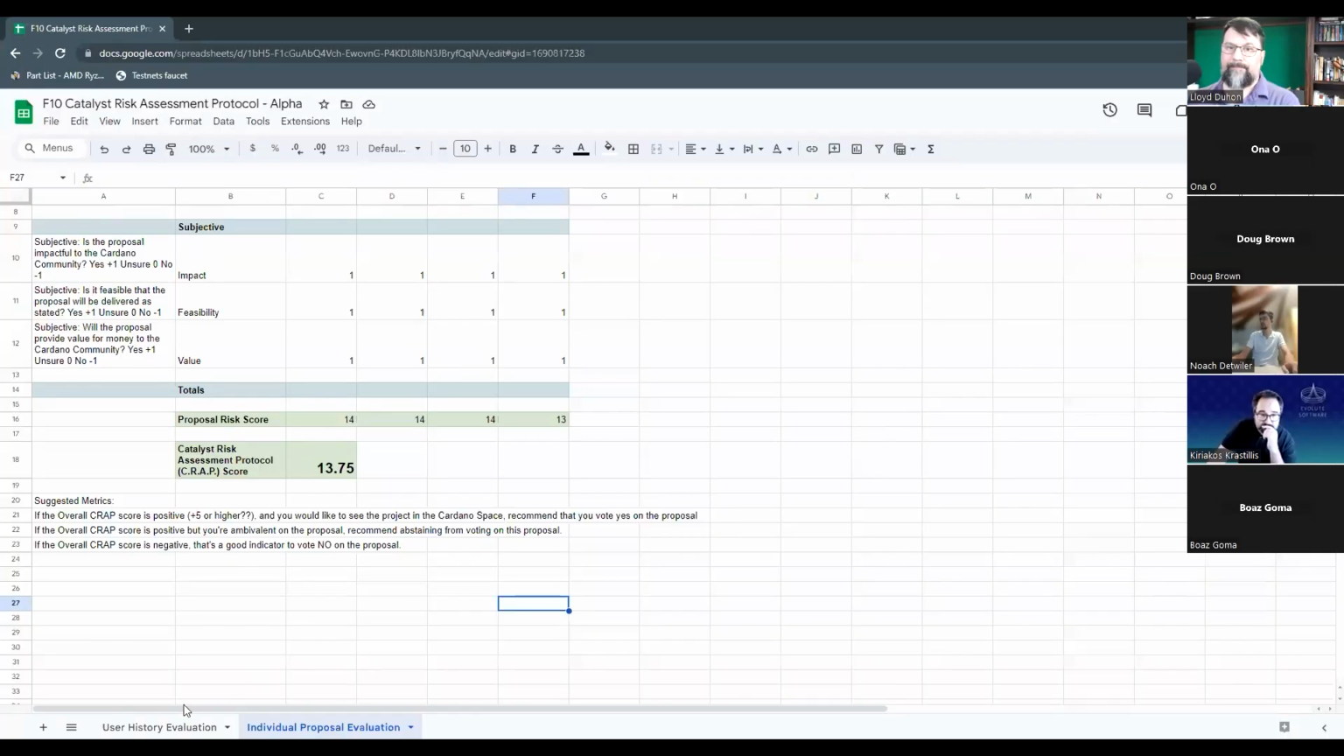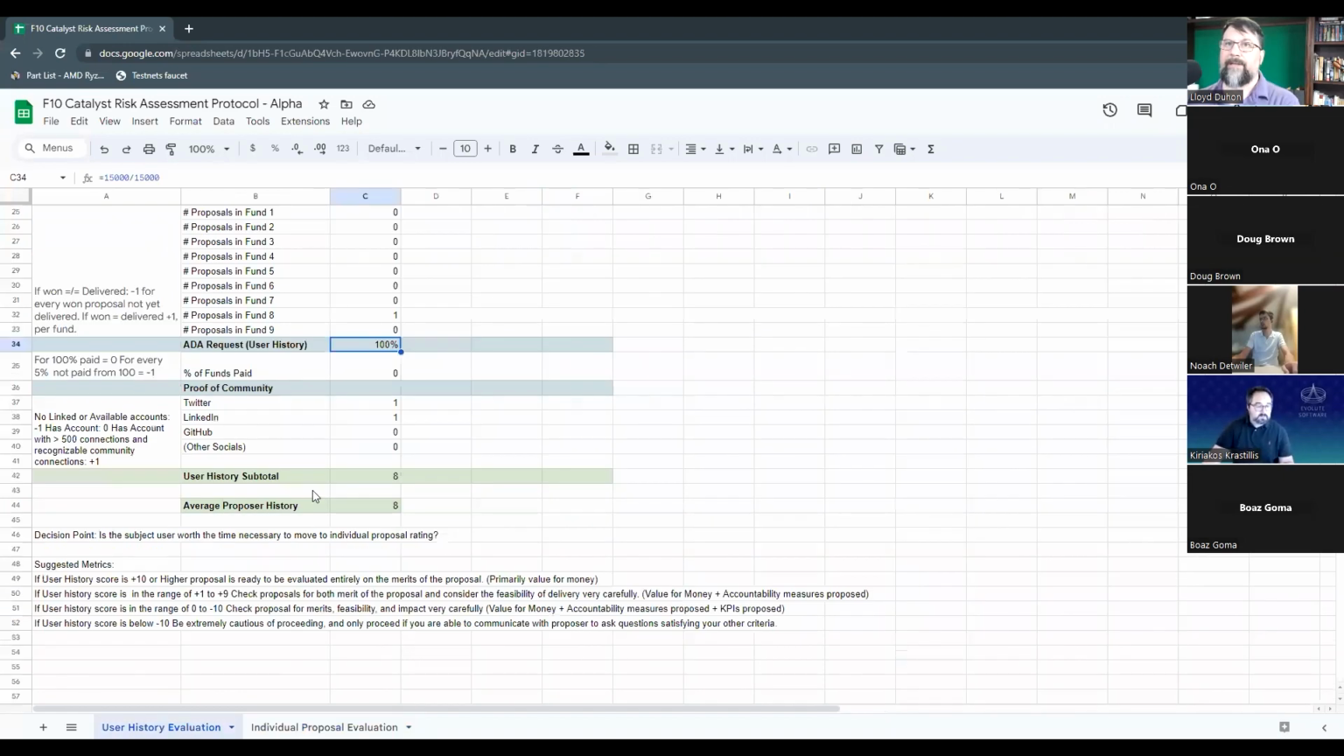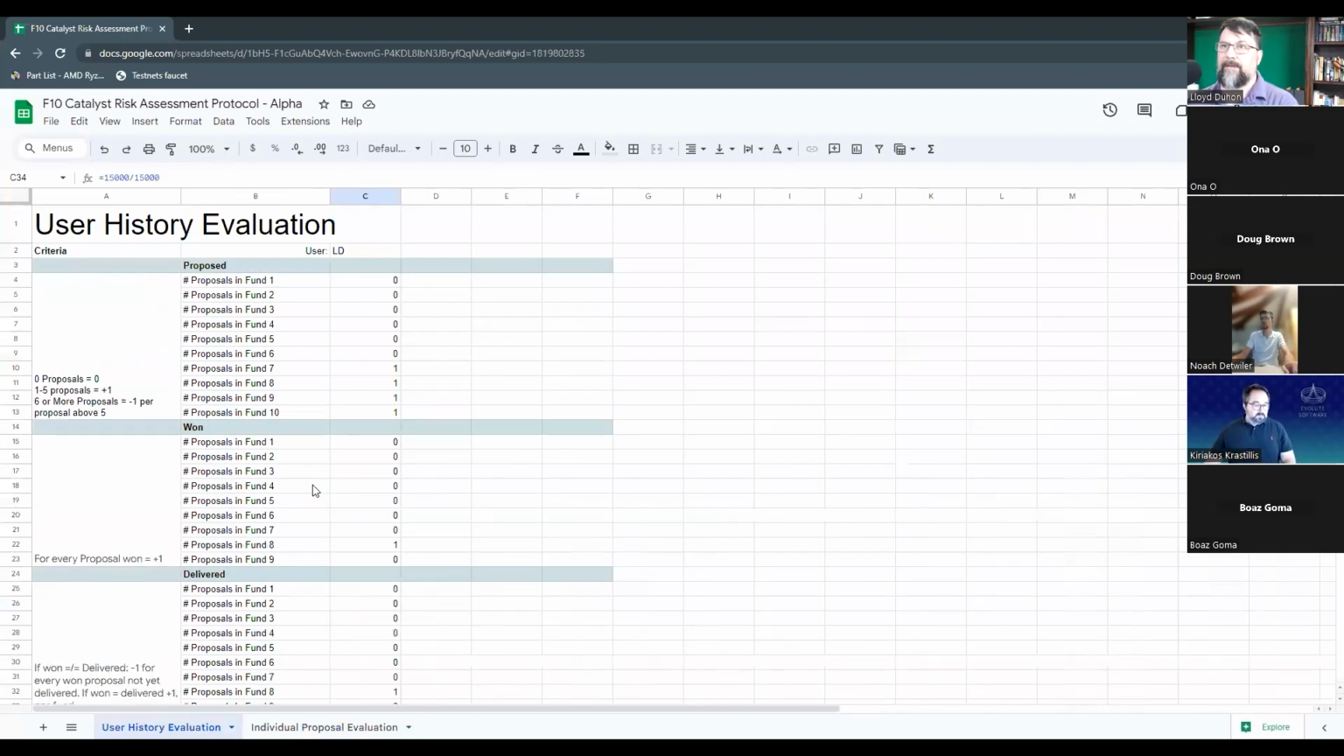All right. So this spreadsheet here is what we are using for Fund 10 for the Catalyst Risk Assessment Protocol. I'm starting out with some criteria. The criteria that we're looking at first, these are all objective measures. These are all your history with working within Catalyst. Now, this is me personally. This is actually my user.